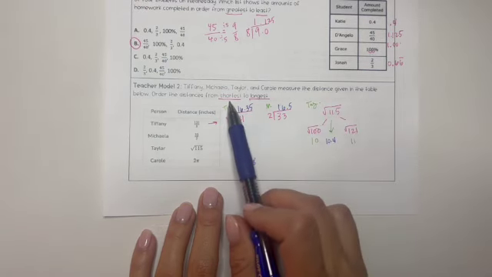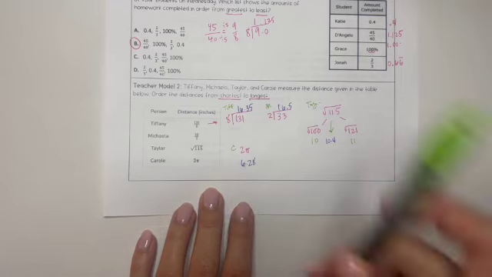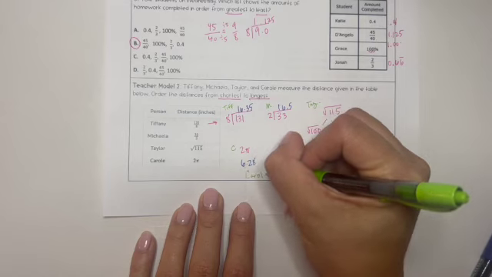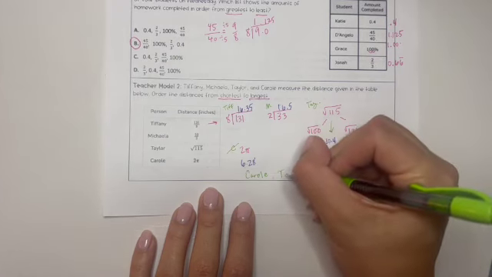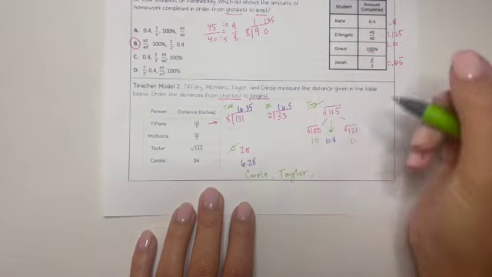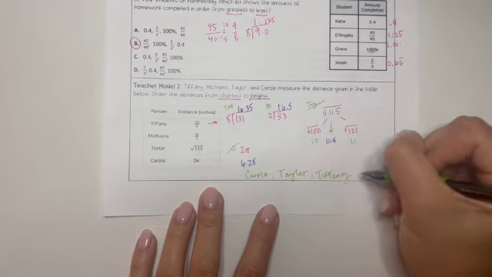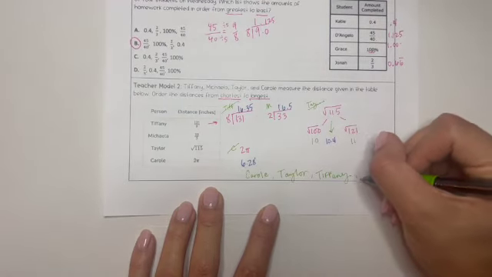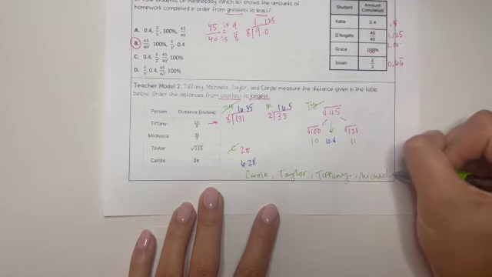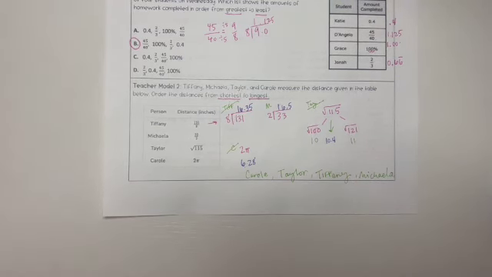Okay, so now we need to find the shortest number to the longest number. I know that Carol has the smallest number here, so I'm going to start with Carol because she's the smallest. I'm going to cross her out. Next, I have Taylor. She has 10. I'm going to cross her out. Then I have Tiffany. And last, we have our girl, Michaela. And that's how you order sets of real numbers, by converting and then comparing.